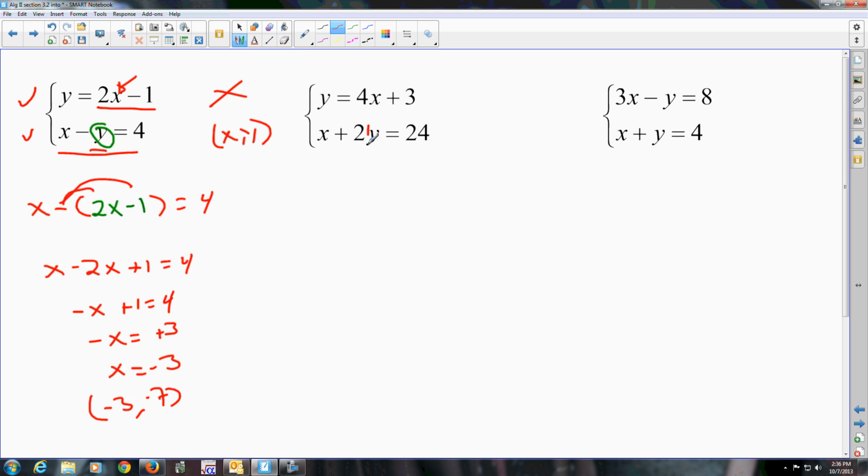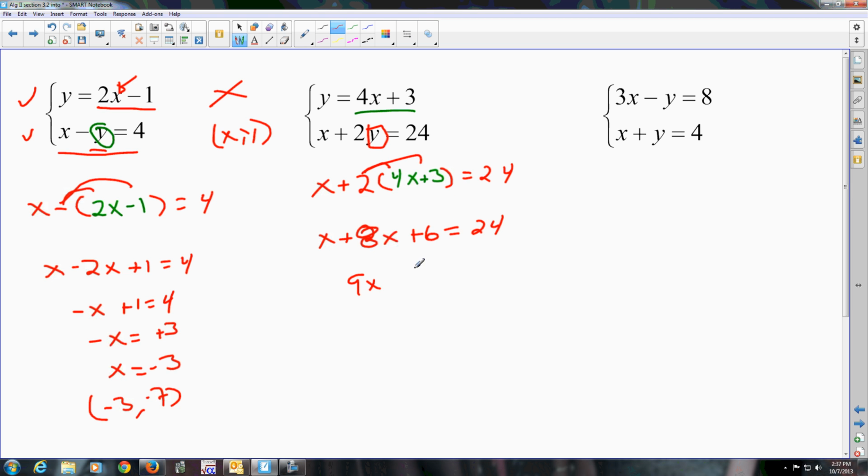Same thing, here's a y value, fill in what the y is worth, but I'm strongly recommending that you write it like this. Fill in what the other y value is worth inside the parentheses, so you don't lose anything. So then you have x plus 8x plus 6 is equal to 24. 9x, I'm going to subtract the 6 off, equals, what would that be, 18? So x is equal to 2.